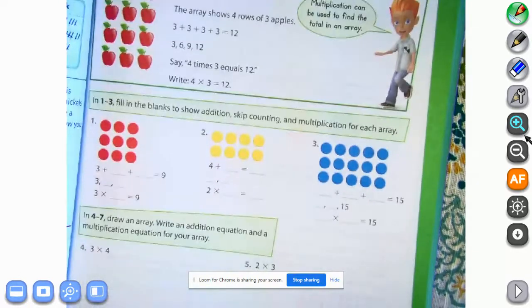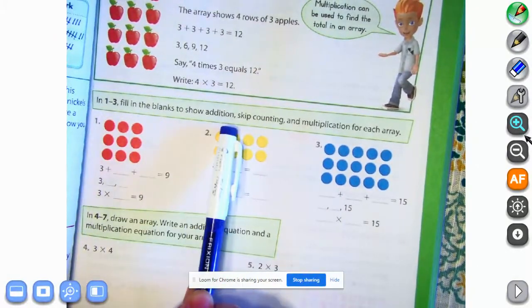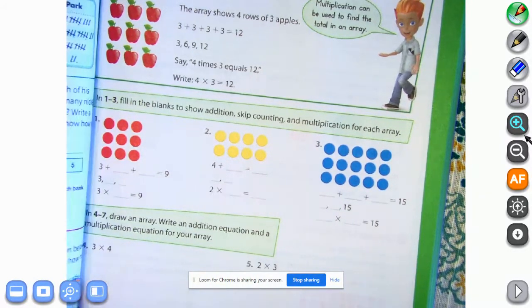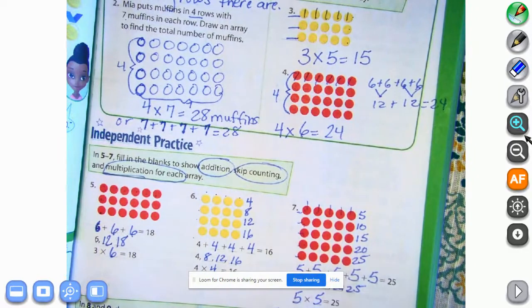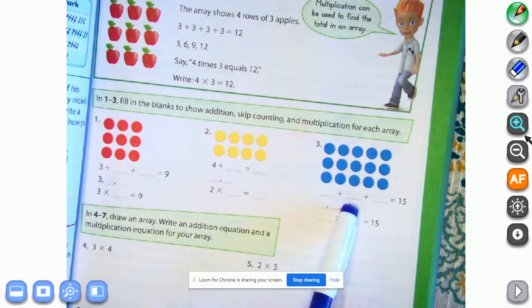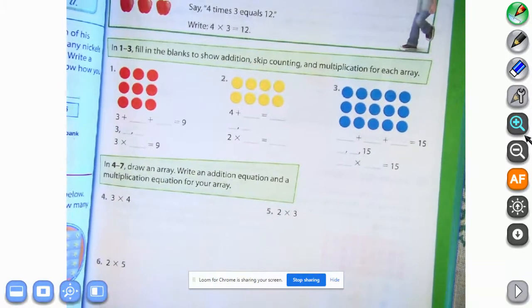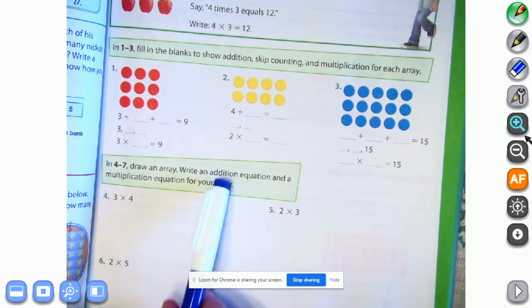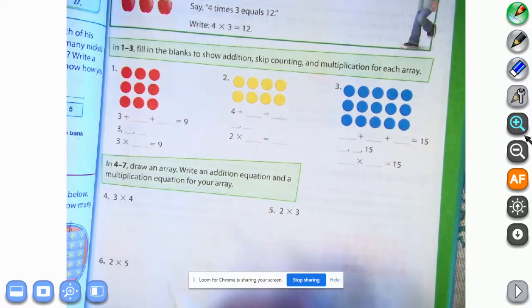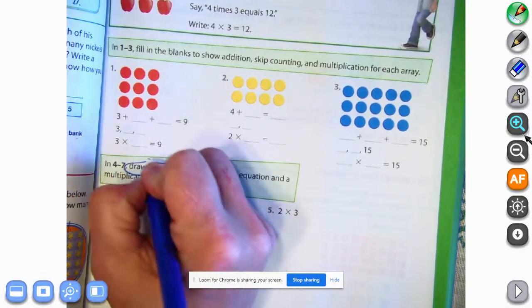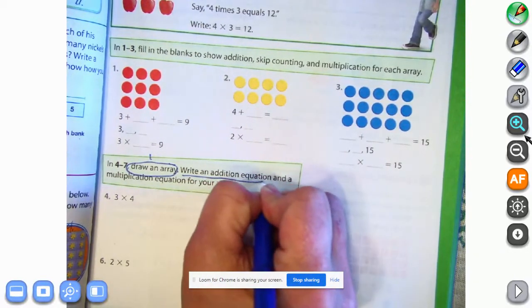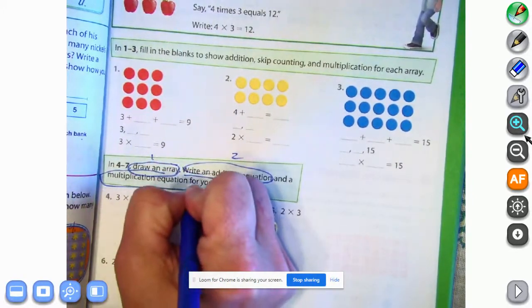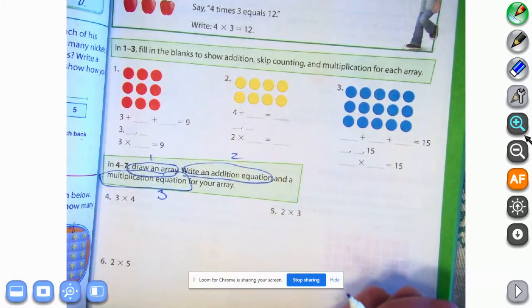So let's go to the examples. Fill in the blank to show addition, skip counting, and multiplication for each array. Look, we've just done that on this side right here. They want you to do it on your own for numbers 1, 2, and 3. For numbers 4, 5, 6, and 7, they want you to make an array. So draw an array, write an addition equation and a multiplication equation. So you have 3 things to do. Draw an array is step 1. Write an addition equation, step 2. Do a multiplication equation, that's step 3. Okay?